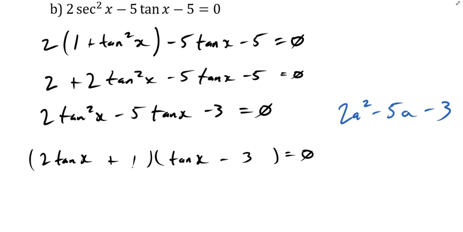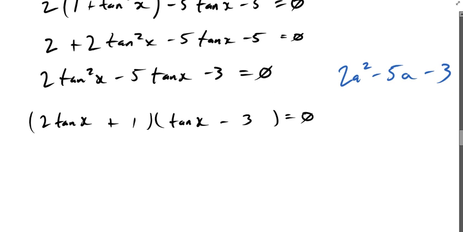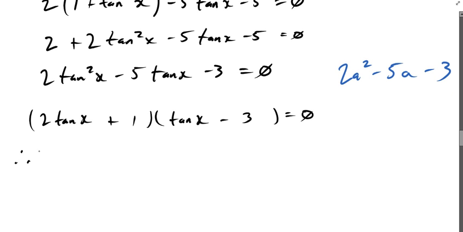I got 2 tan x plus 1 and tan x minus 3. Anybody else get that? Okay, that means tan x is equal to -1/2. Don't get confused at that step. That's easy, right? I just move the 1 over, like 2 tan x plus 1 equals 0. Move the 1 over, divided by 2. If you don't like that, ask me about it after. I'll show you slower. Or tan x equals 3.